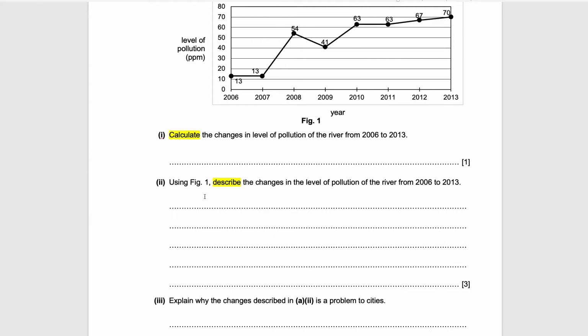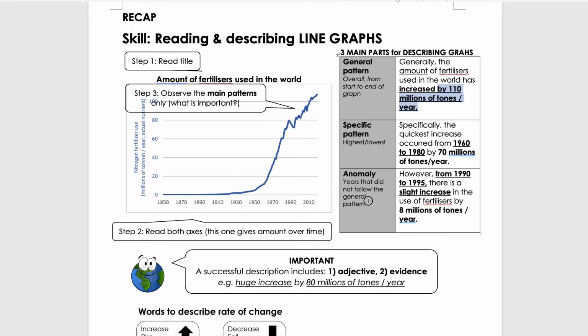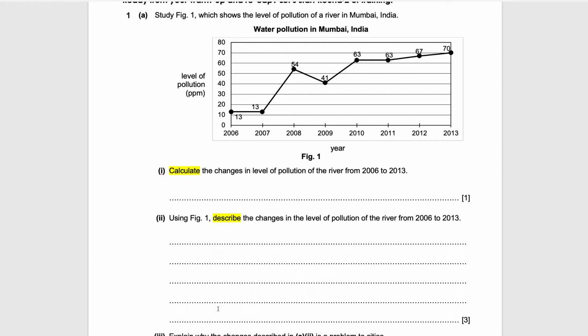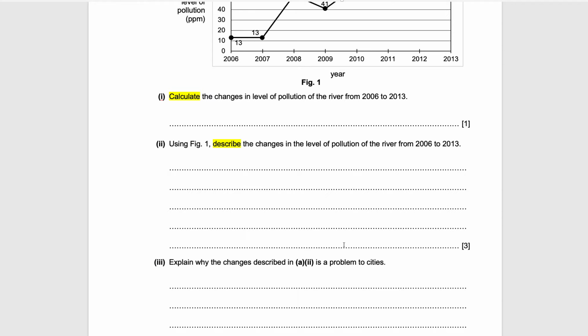Lastly, anomaly. Anomaly means you tell me things that don't follow the general trend. So if your overall is an increase, you can tell me years where it didn't increase, it decreased, or remained the same. For example, third mark here, you can write, however, from which year to which year, there was a decrease by how much? Or from this year to this year, the level of pollution remained the same at how much? So 3 marks, 3 parts: general, specific, and the anomalies.